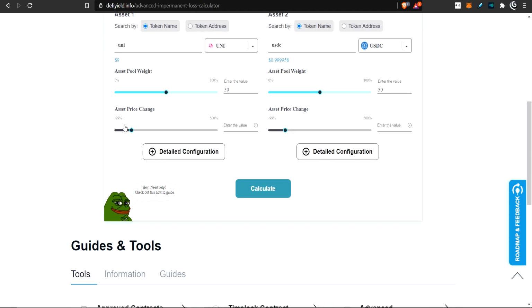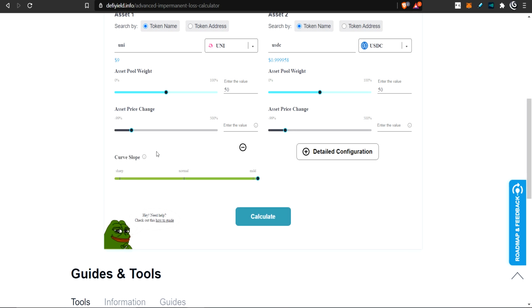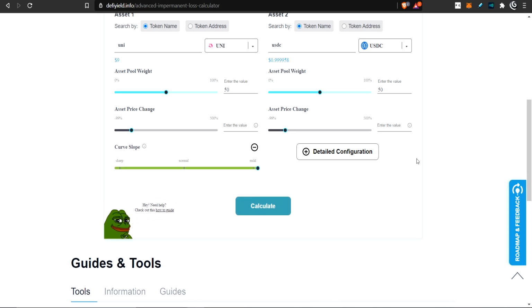And here's the price change. Click on here for detailed configuration. For USDC, I'm going to maintain a steady price of 0% change. These are percentages, by the way. But on this one, I'm going to add just 100.